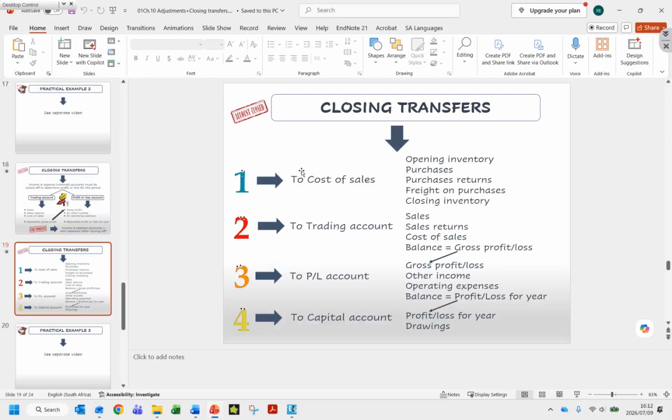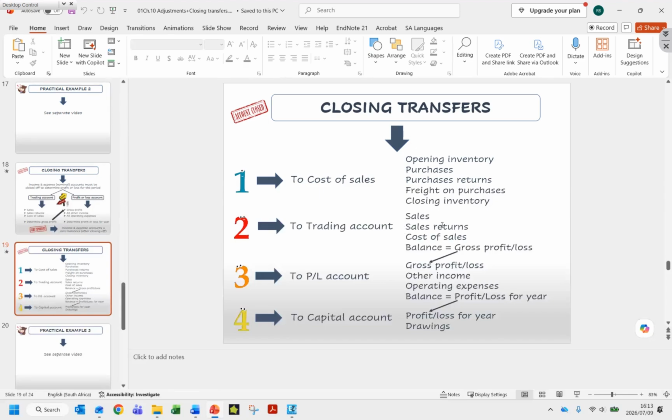Just to recap, when we looked at the theory slides, here is a summary of the closing transfers that need to be done. All the accounts that go off to cost of sales are opening inventory, purchases, returns, any costs on purchases, and closing inventory. When we did the adjustments, we already did the closing transfer for opening inventory, and we did the adjustment for closing inventory. So opening and closing inventory are already sitting in cost of sales.